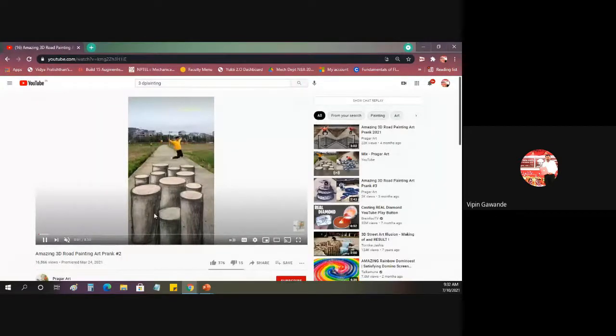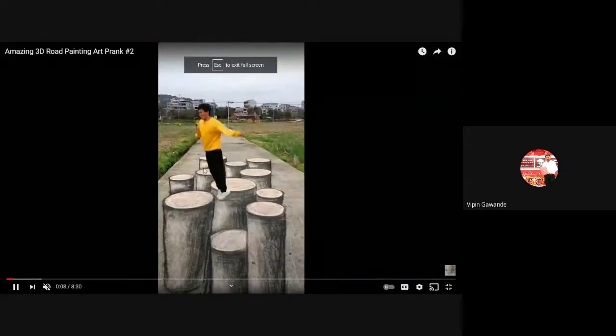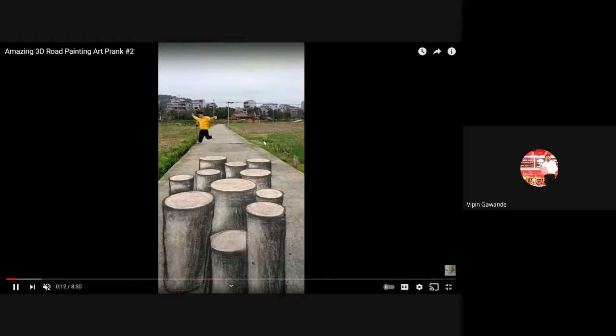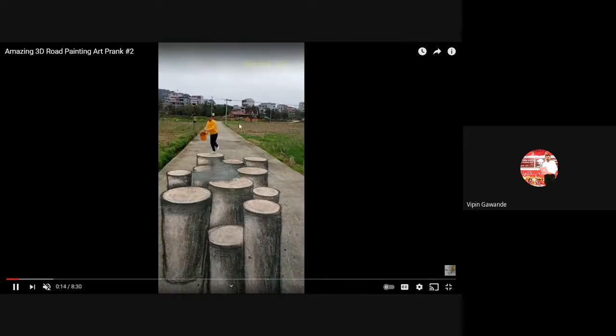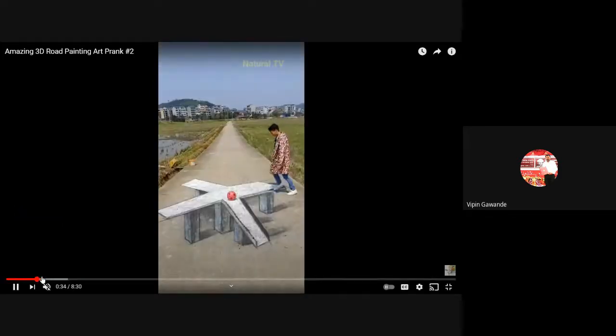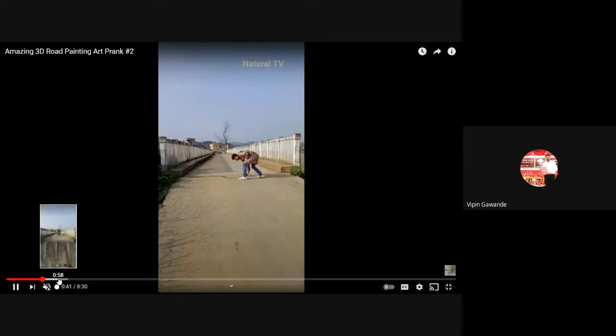This is called the street drawing. Okay, this is called what? The street drawing. Now here you see this one. This is also an isometric drawing, and it appears that he has drawn on the street, or he is jumping on that one. Now here you see this one. This is again the isometric view.